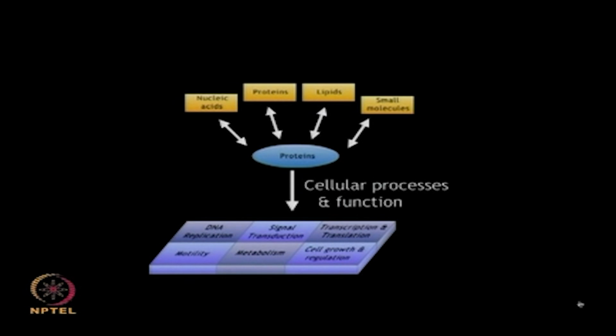Proteins interact with other biomolecules such as nucleic acids, lipids, hormones, etc., to execute a multitude of functions in living organisms such as signal transduction, growth and regulation, and metabolism. These are a few examples. There are many other cellular processes and functions in which these are also involved.